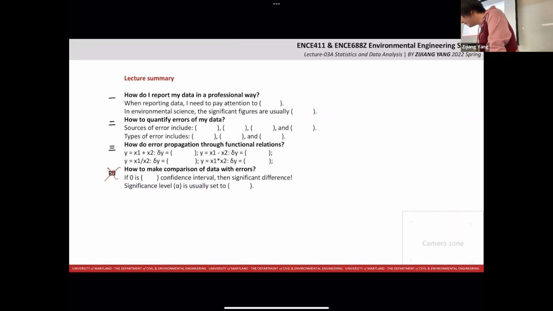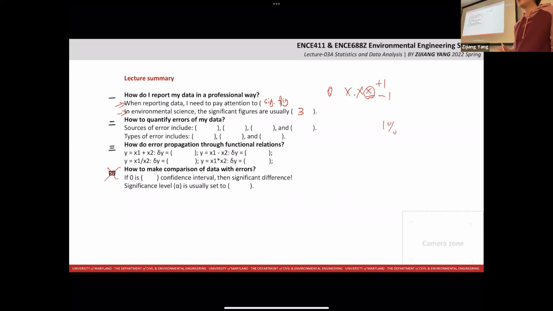But here we can just use the rest of the time to summarize what we have done for the first 3 items. First, when we are reporting data, what do I need to pay attention to? Significant figures? Yes. In environmental science, the significant figures are usually 3, which I didn't talk about. Because with 3 significant figures, even if it is plus 1 or minus 1, we will have about a 1% difference. This is considered small enough.